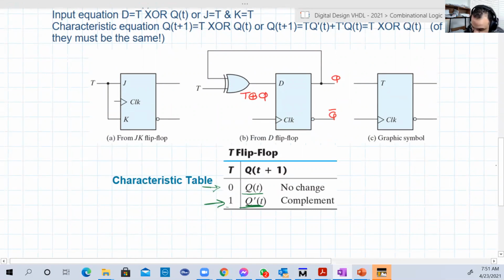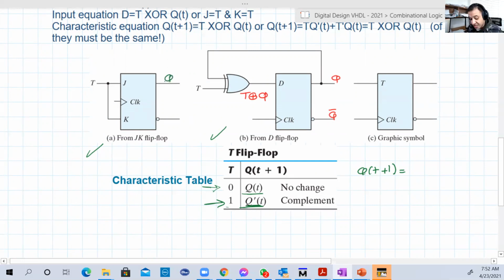So basically the characteristic equation is Q of T plus 1 equal to, look, you can do it in 2 ways. You can get the characteristic equation from this implementation or from this implementation, but they must be the same at the end. When you reduce them, you're going to get the same equation. Let's try the first one. Q of T plus 1 equal to, here is the Q, okay?